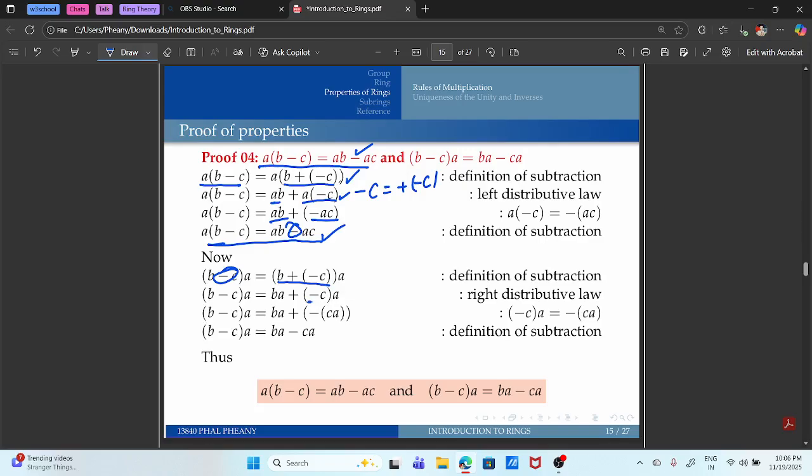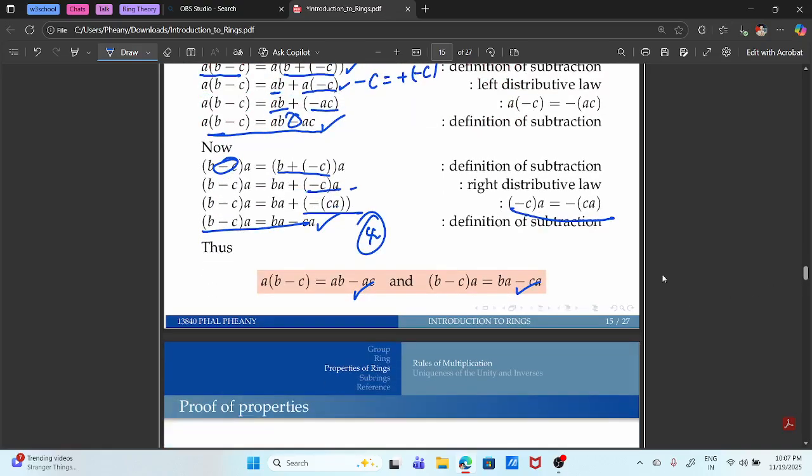Now we use the second property. Minus C times A equals minus AC. Yes, this one we got. So now we multiply plus and minus, and we get the final solution: (B minus C) times A equals B times A minus C times A. Now we have done the proof of the first part and the second part, so the proof of the 4 properties is done.